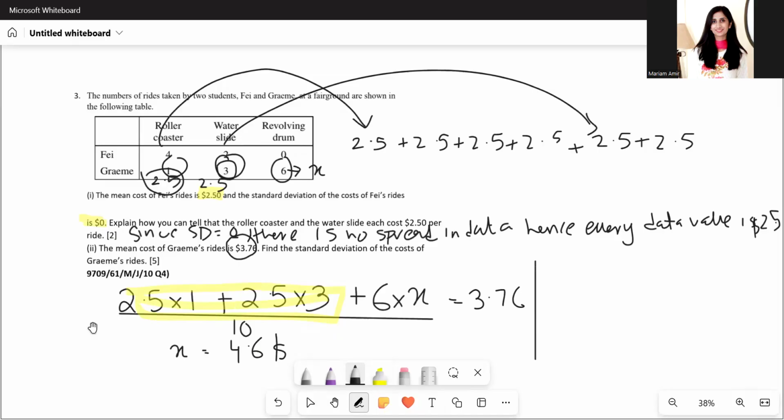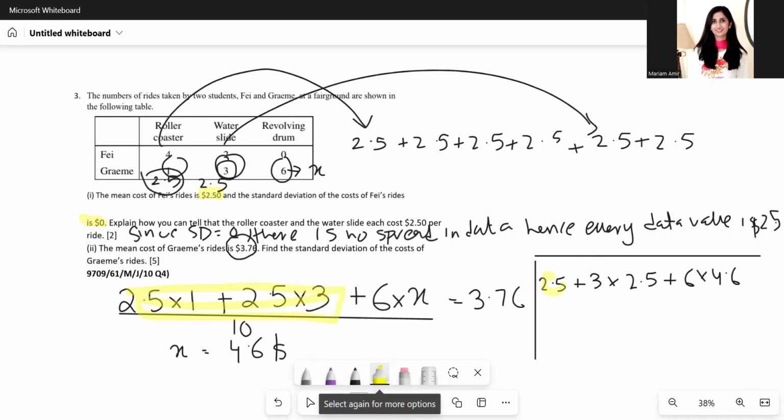Now we need to find the standard deviation of the cost for Graeme's ride. Graeme took 1 roller coaster ride, so that's a 2.5. Then he took 3 water slides, so that's 3 times 2.5. And then he took 6 revolving drum rides, that's 6 times, what did we get? 4.6. All right, so this would be what we enter in the numerator if we were finding the mean. But if we're finding the standard deviation, we square the data values.